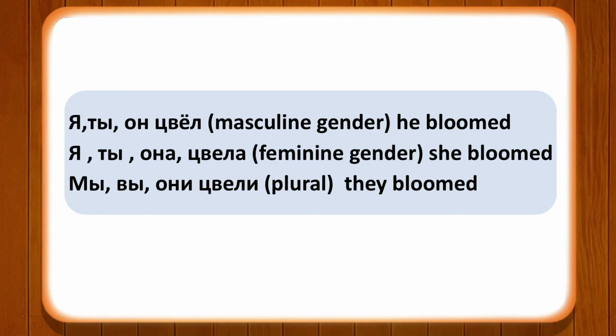And mi vi ani tsvili. Again, stress is on the last vowel, i. For plural, we will use mi vi: we bloomed, we tsvili, you bloomed, ani tsvili, they bloomed.